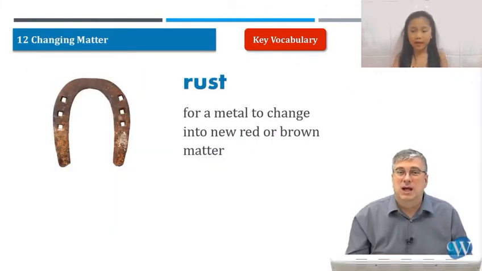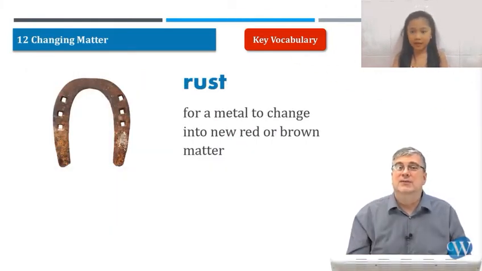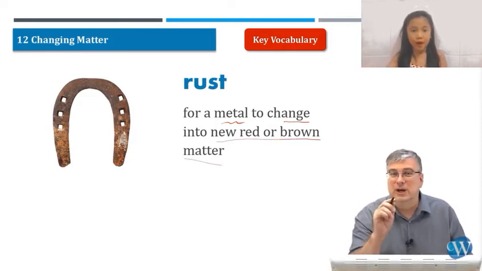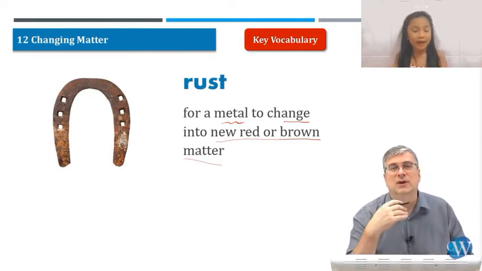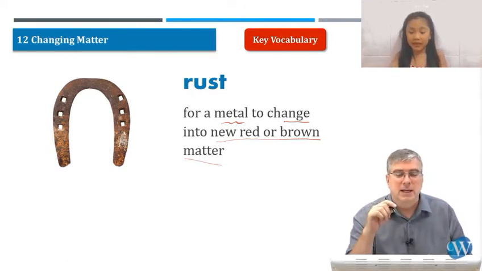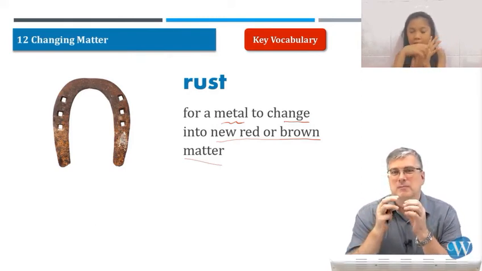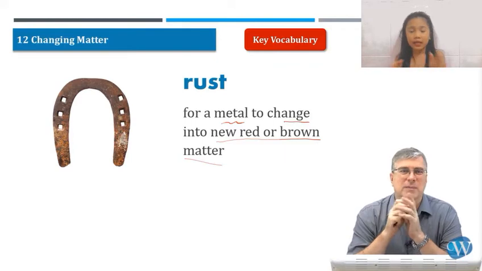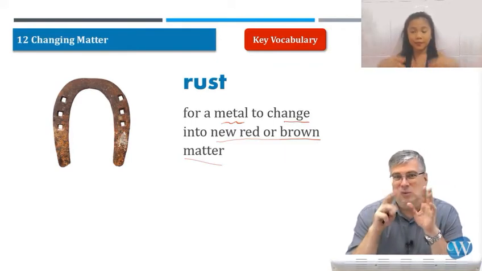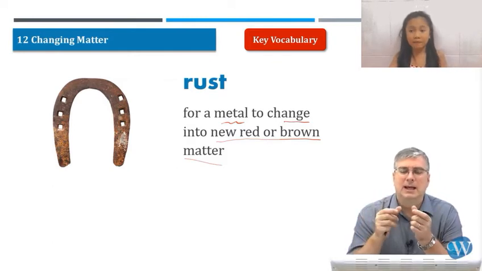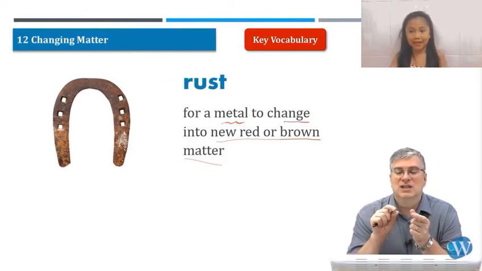So evaporate. Okay, our next word here is rust. What does rust mean? Rust is for a metal to change into new red or brown matter. Well, this metal is from a metal you see, right? And then it's kind of like it's been broken down, right? Its skin has been broken away, its color has been broken away, and then it makes rust on the piece of metal. That means like that.